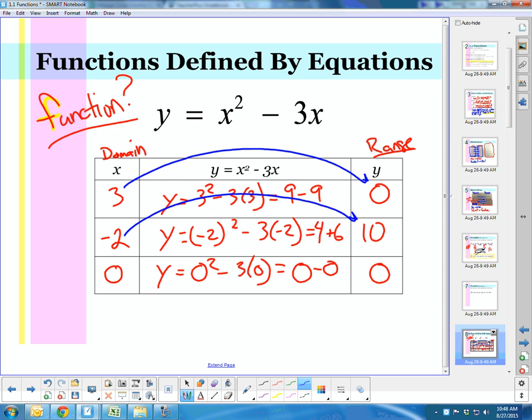Negative 2 corresponds to 10. I put in negative 2, I got out a 10. 10 is the only thing I got out. Negative 2 corresponds to exactly one output. So far, so good. And then 0 corresponds to 0. And that's okay, even though the 0 in the range is being repeated, because the 0 in the domain is paired up with only one element in the range. So far, so good. The problem with this technique is I have only chosen 3 of the infinite possible inputs.